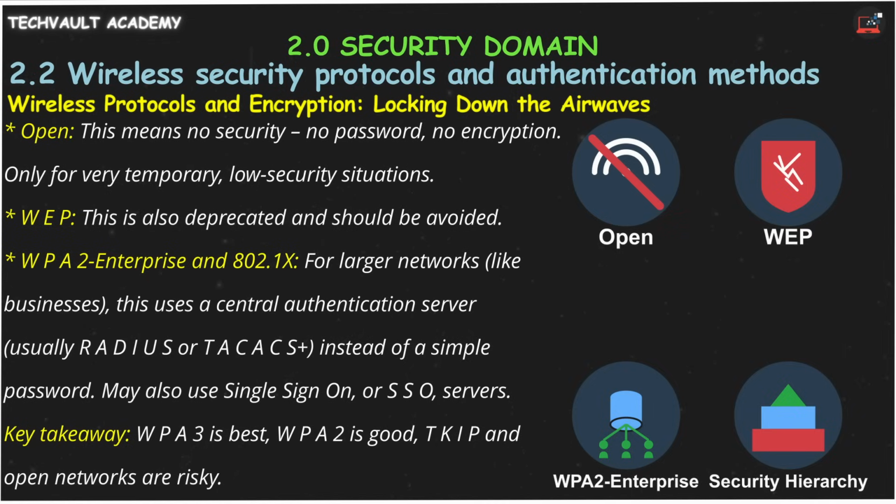WPA2 Enterprise and 802.1x. For larger networks, like businesses, this uses a central authentication server, usually RADIUS or TACACS+, instead of a simple password. May also use single sign-on or SSO servers. Key takeaway, WPA3 is best, WPA2 is good, TKIP and open networks are risky.